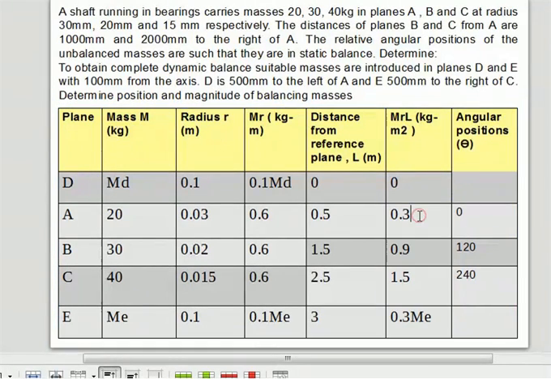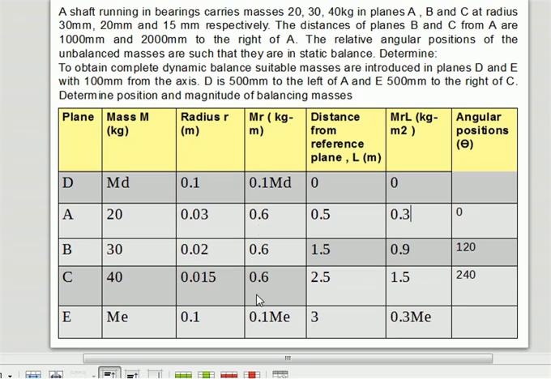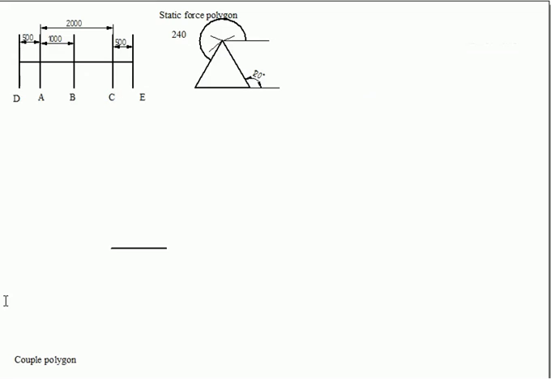Here the length of the first line will be 0.3, inclined at 0 degree. In the couple polygon, the length of the first line will be 0.3, inclined at 0 degree. The length of the second line will be 0.9, inclined at 120 degree.